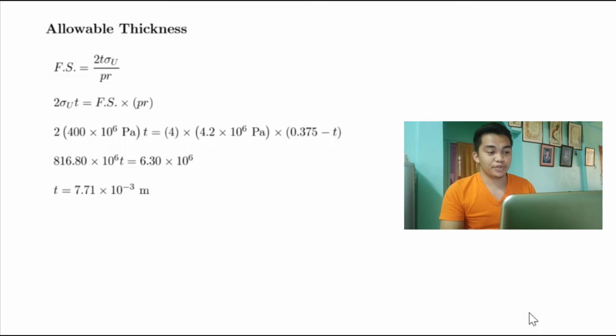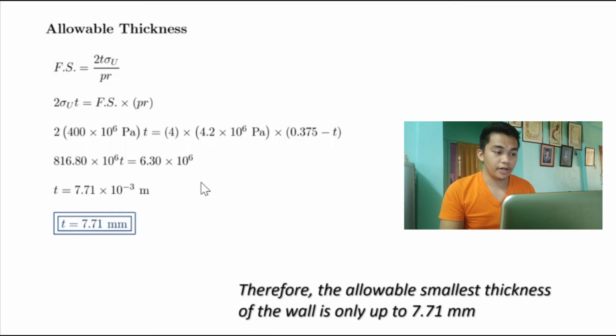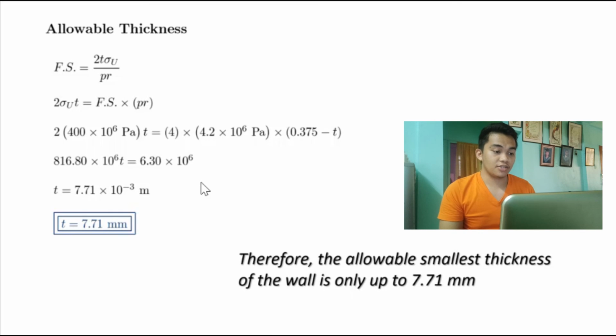So then we're going to convert this into a proper decimal number, because we have the negative 3 as an exponent, since this is scientific notation. The answer for that will be t equals 7.721 millimeters. So that will be our allowable smallest thickness. Therefore, the allowable smallest thickness of the wall is only up to 7.71 millimeters. So that will be all for this problem.